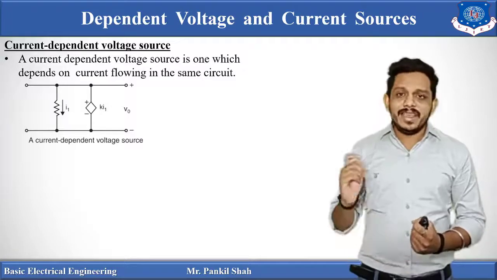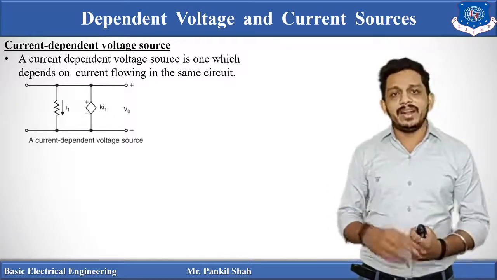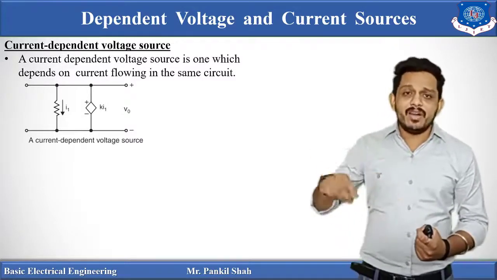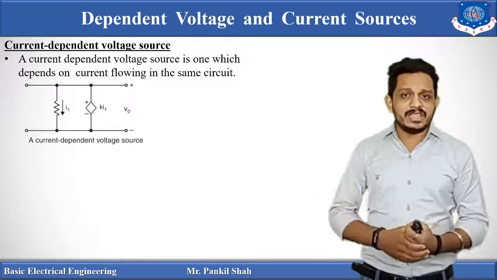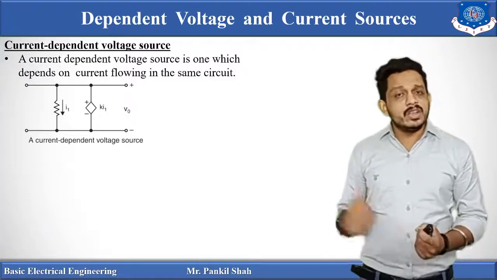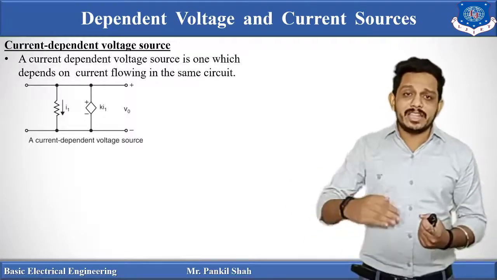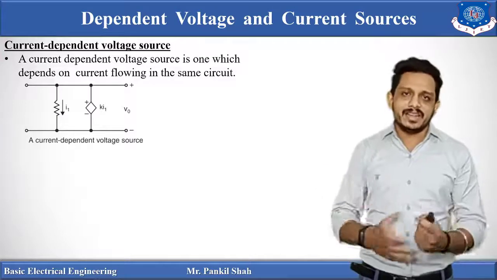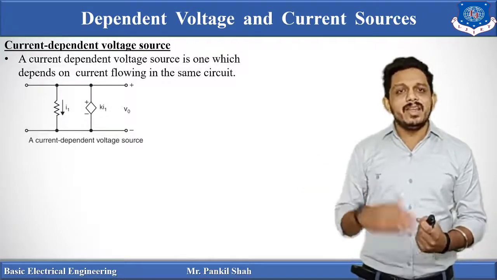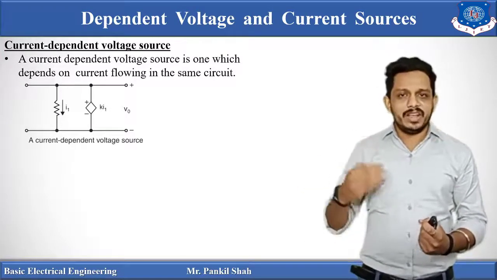So K is some constant or factor, and I1 is the current of that circuit. We can say that if the current of that part is changed, then our output voltage will change. So this is a voltage source, but its value is dependent on some other current of that circuit. This is the current dependent voltage source.